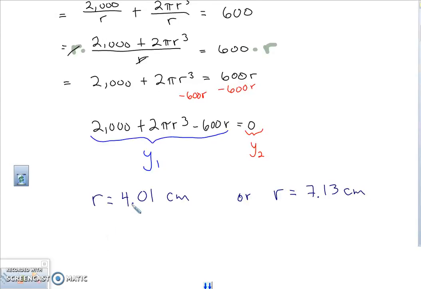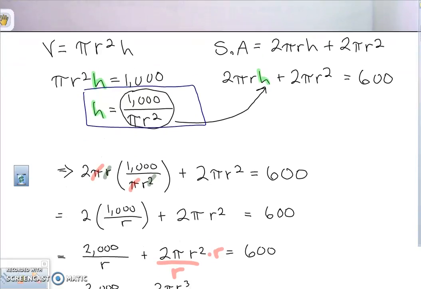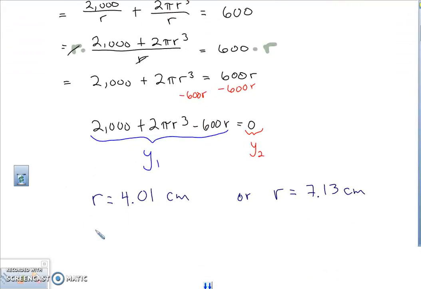Okay, go ahead and plug these r values back into your h equals. So back in here, plug in the two r values that you found to find your two corresponding h values, your two corresponding height values, and your answer should be, these are approximate by the way, approximately 19.82 centimeters. h is approximately 6.26 centimeters.